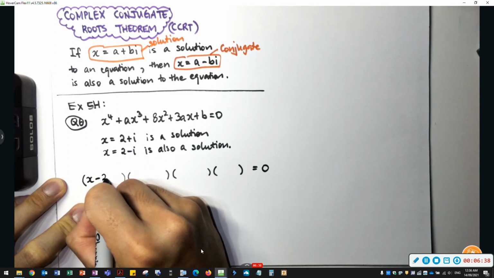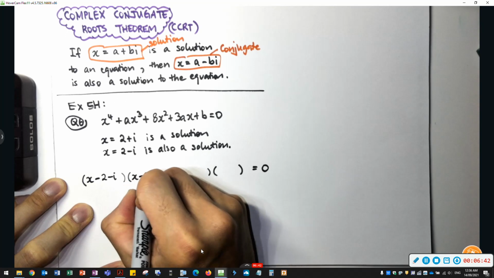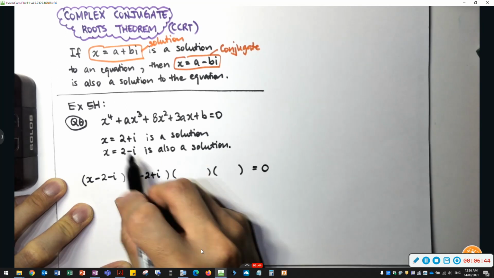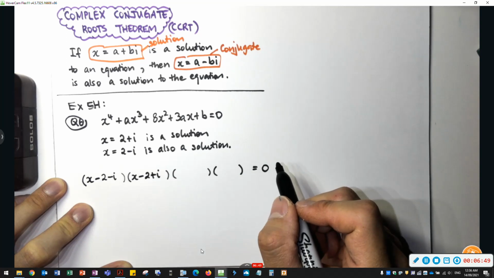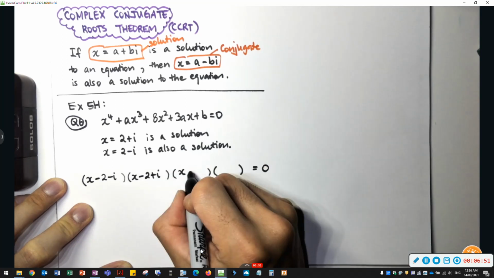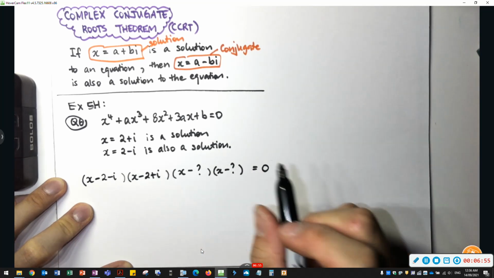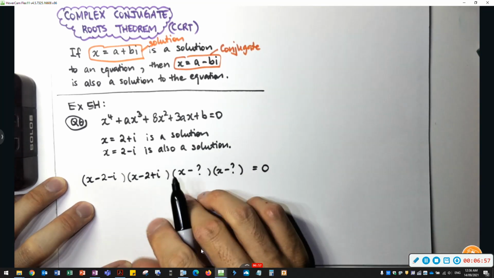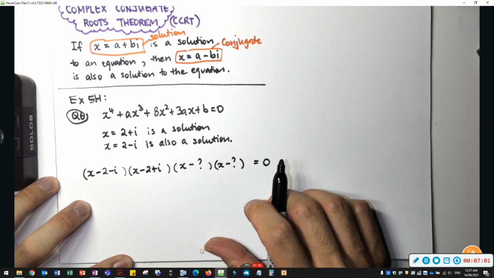So x minus (2 minus i), that's for the first one. The second one will be x minus (2 plus i), because I'm subtracting a negative. I don't know what the other 2 are going to be, so it'll be x minus don't know, x minus don't know. Now what we can do is expand and then equate the coefficients with the original polynomial.